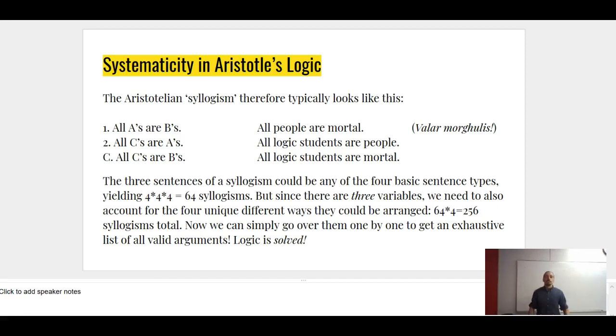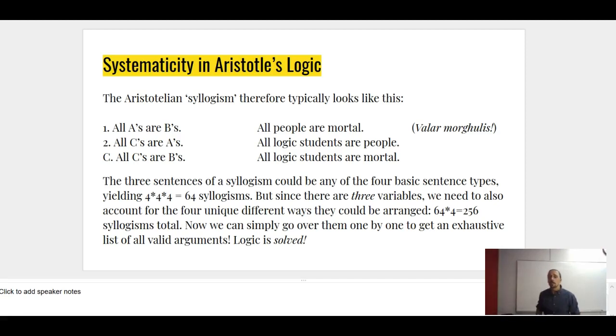So the three sentences of a syllogism could be of any of the four basic sentence types, yielding 64 syllogisms. But there are three variables, right? So we also need to account for the four unique different ways they could be arranged. So 64 syllogisms times 4 arrangements means 256 syllogisms total.